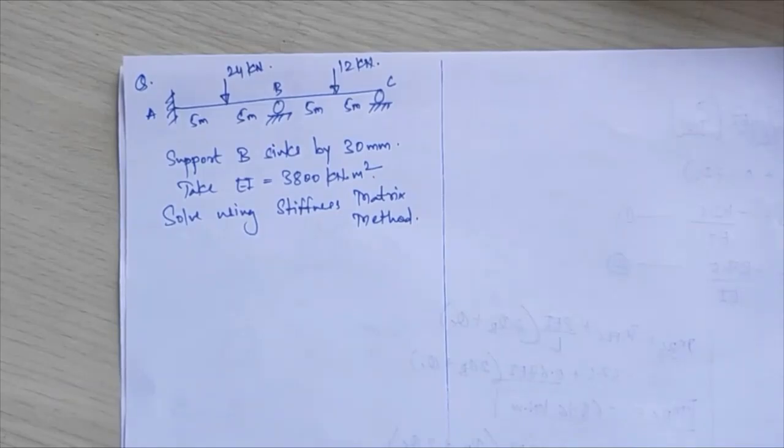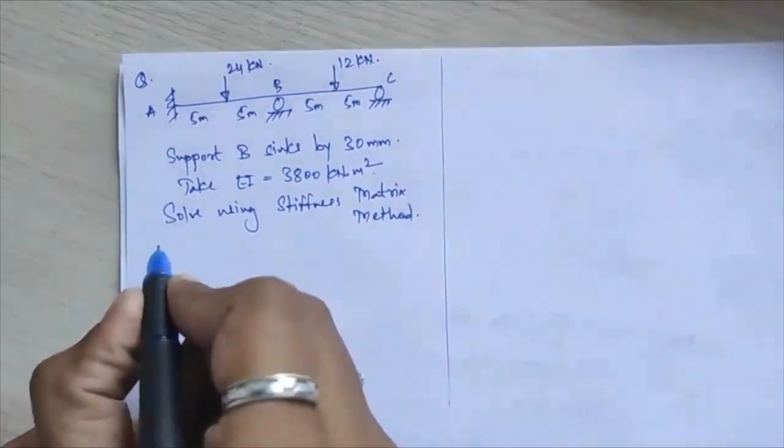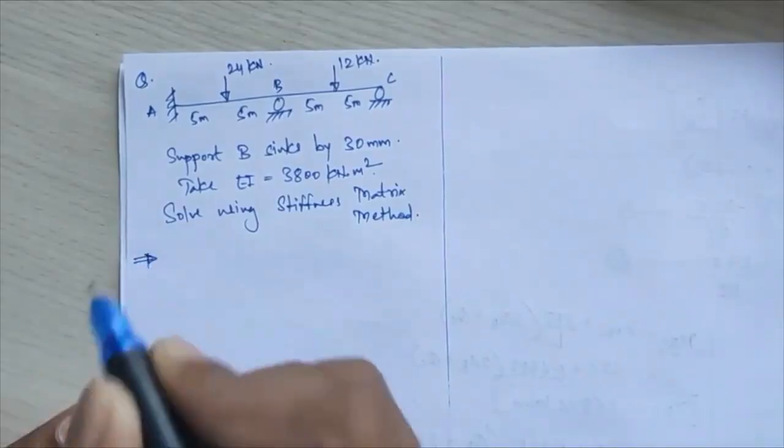Now the condition provided in this numerical is that your support B is sinking by 30 mm. And EI value is provided to you, that is equal to 3800 kilonewton meter square. So you have to solve this by the stiffness matrix method. So we'll proceed to the solution.